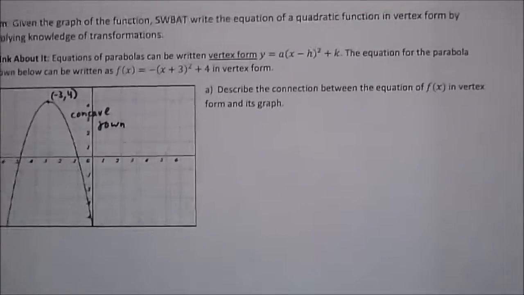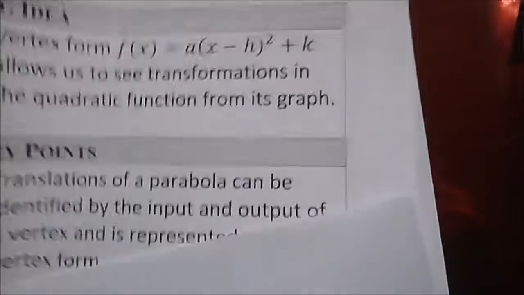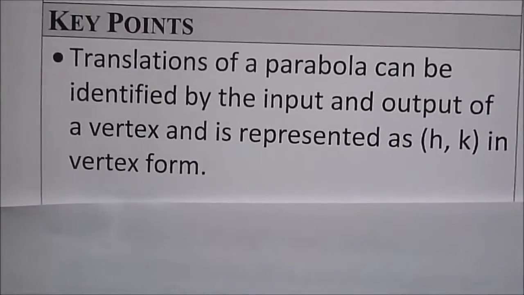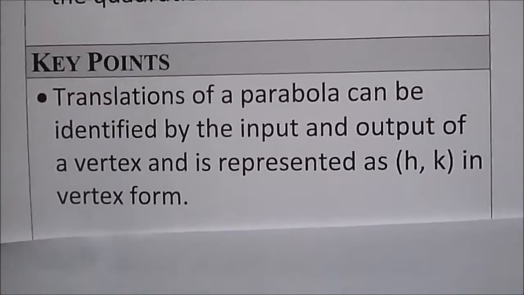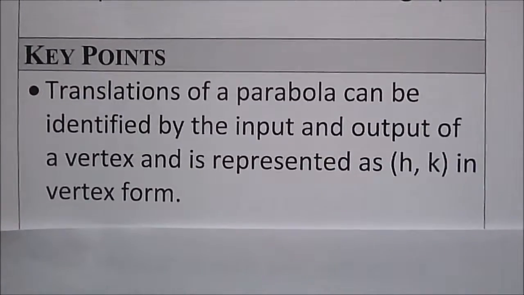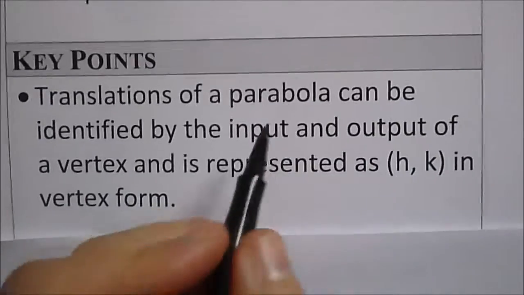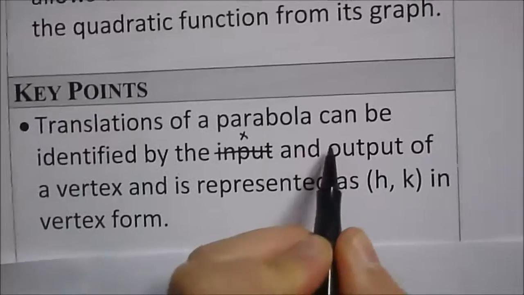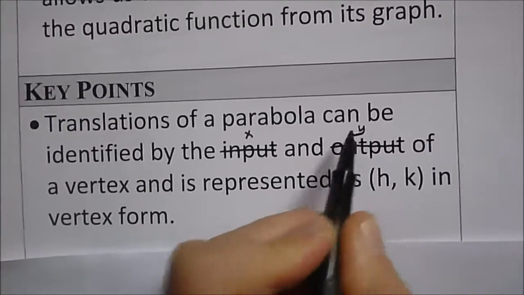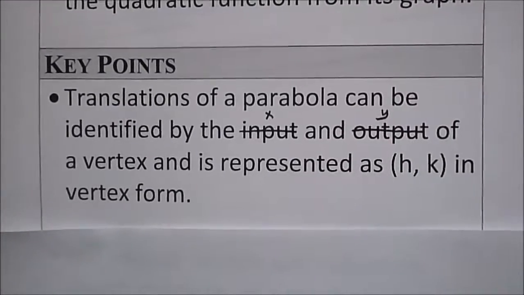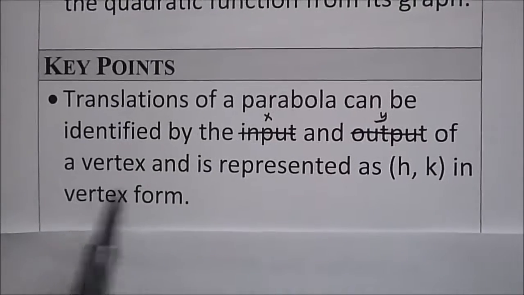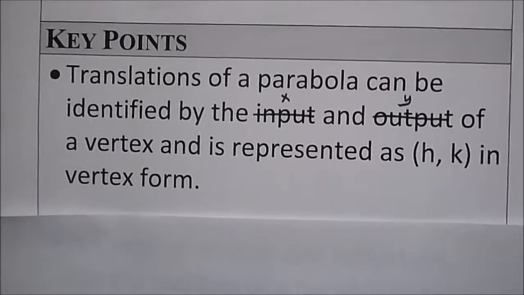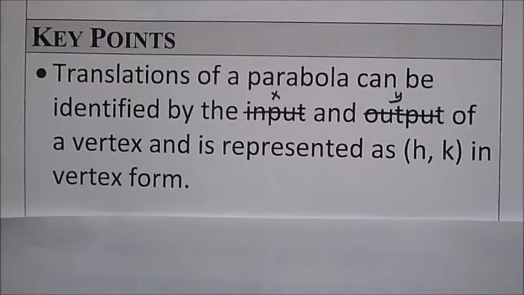So this brings us to our first key point for today, which is that translations of a parabola can be identified by the input and output of a vertex and is represented as (h, k) in vertex form. Another way to think about this, instead of using the word input, we can use the word x. Instead of using the word output, we can use the word y. So the x and y value of the vertex in vertex form actually represent a translation of a parabola. Press pause to capture this in your notes.